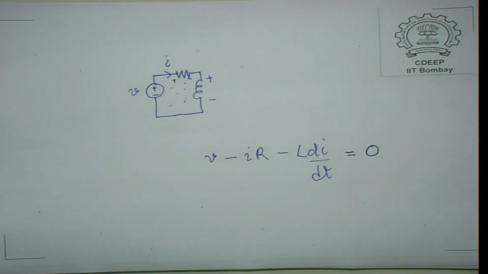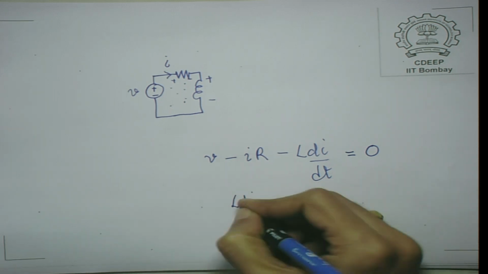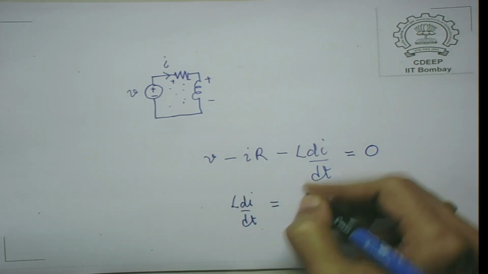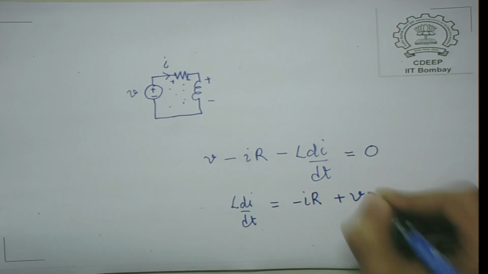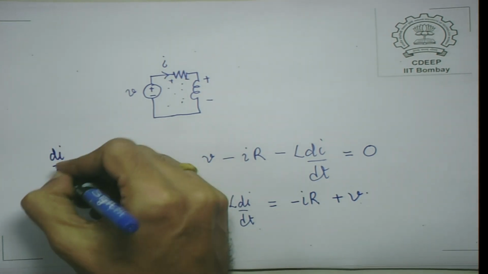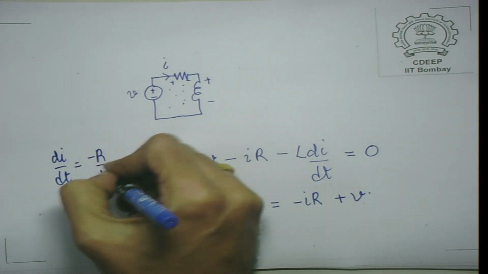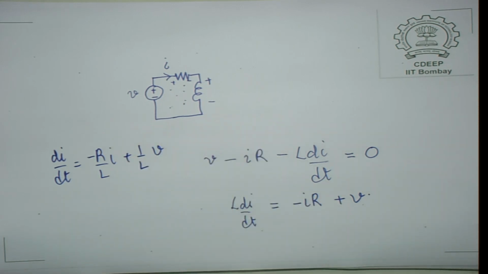and this is equal to 0. So, we can write it as a differential equation: L di by dt is equal to minus IR plus V, or in other words, di by dt is equal to minus R by L times i plus 1 by L times V.